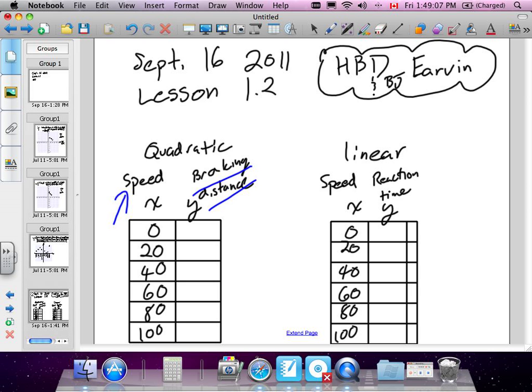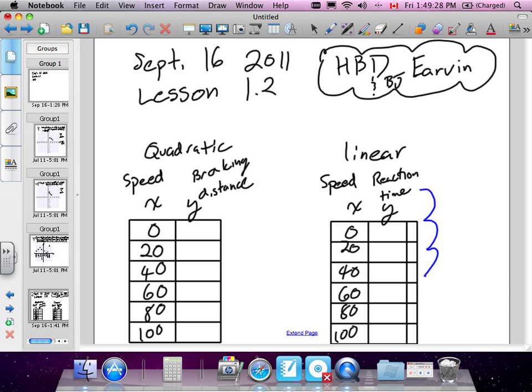If I'm going slower, do you think it'll take longer or shorter to brake? Longer. Shorter. If I'm going faster, will it take longer or shorter to brake? Shorter. Longer. Okay? You said longer. Yeah. And we're going to discover about reaction time. Okay?